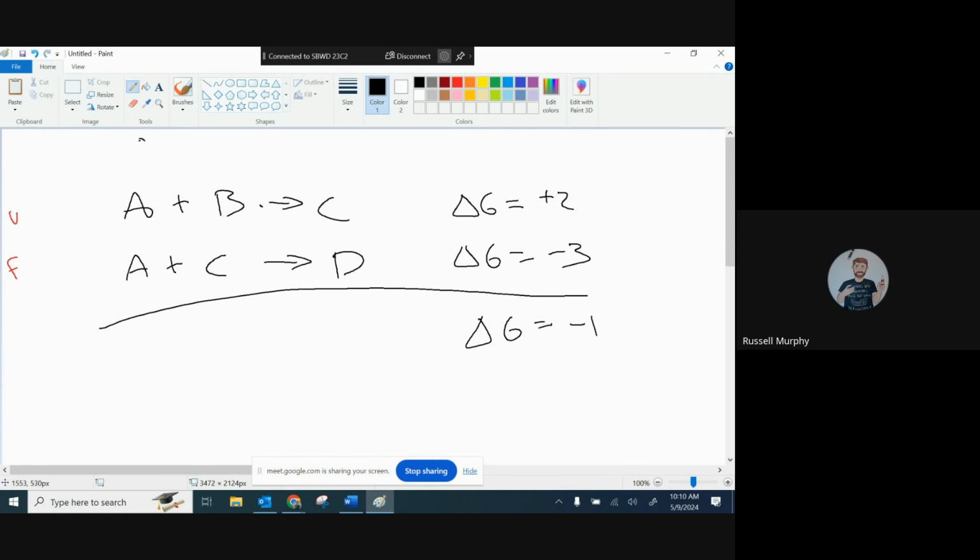What is the new reaction? 2A plus B equals D. So we can use Hess's law on delta G. We can also use it on delta S. Look, we did a delta F example also.